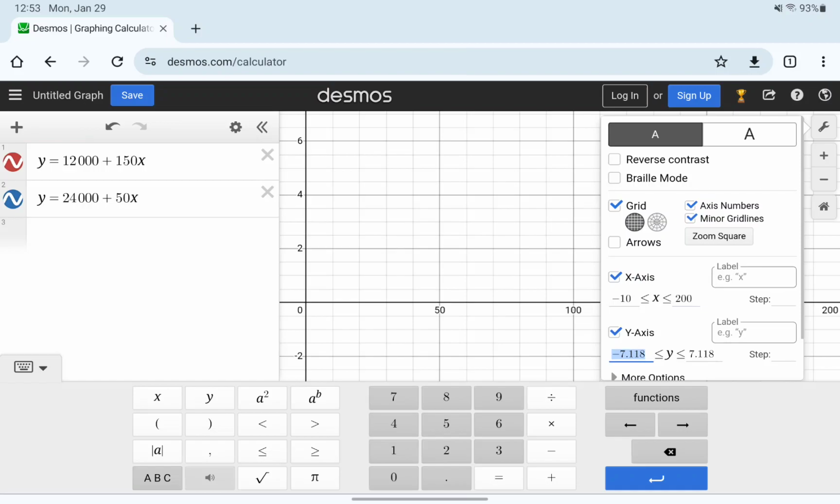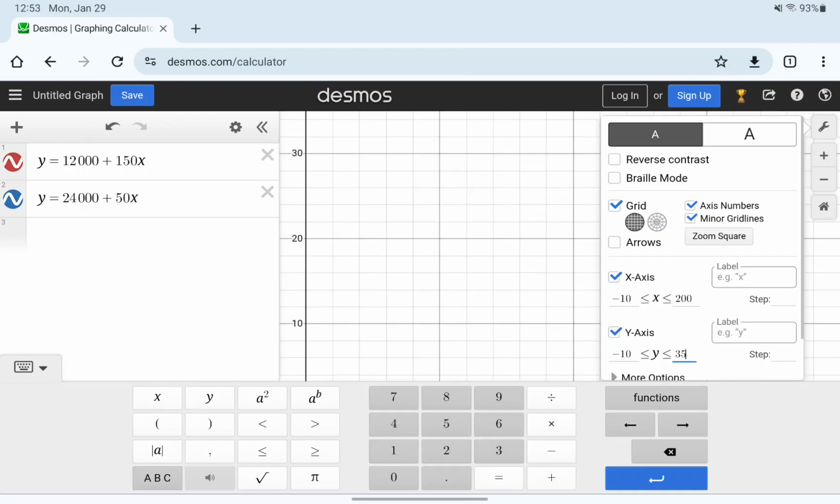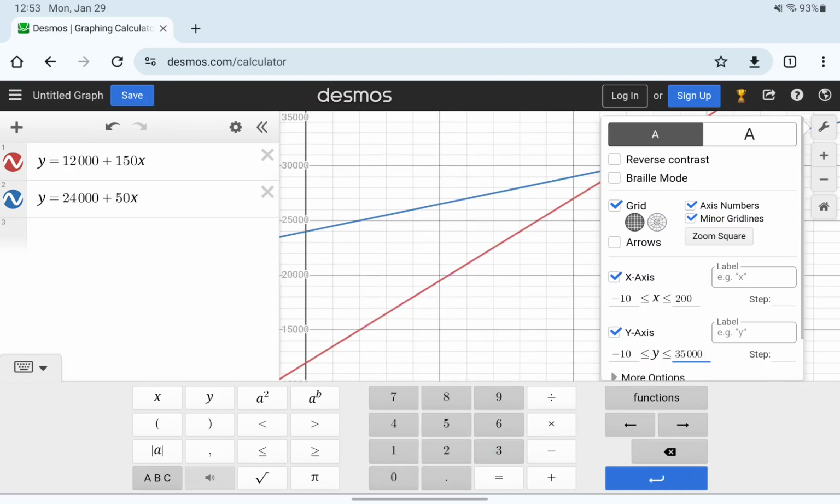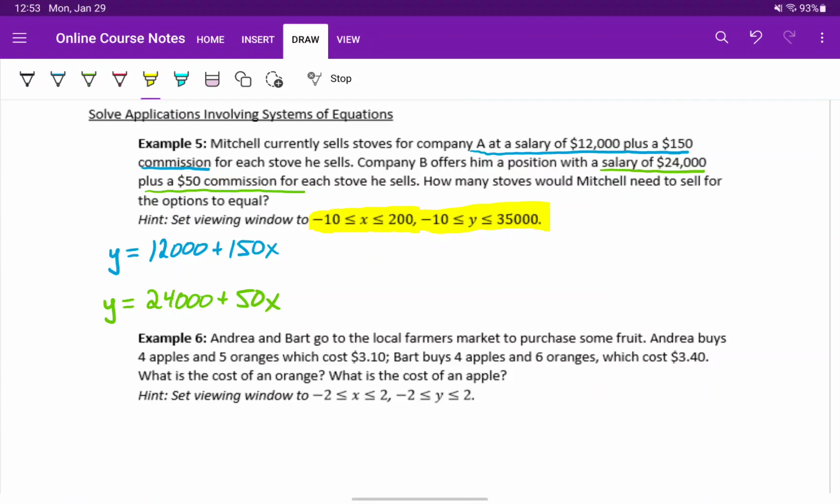Then for y, we want that minimum to be -10 and that maximum to be 35,000. What we've done is adjust the x and y values, our x and y axis, for viewing these graphs. And now we can see that point of intersection occurring at 120, 30,000. Meaning our solution occurs at 120, 30,000.